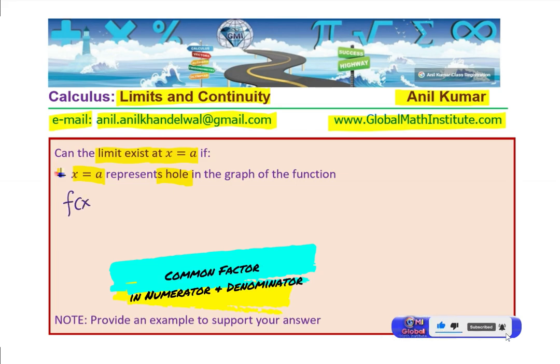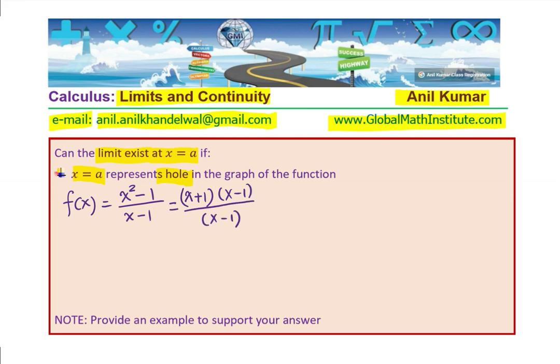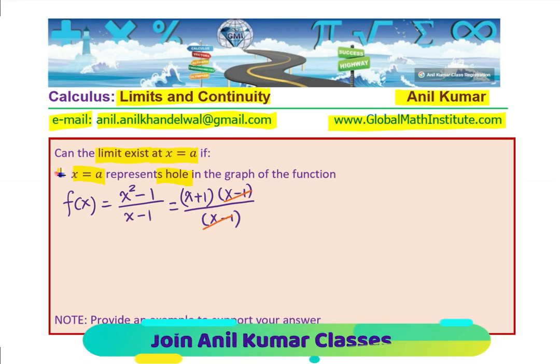Consider a function which has a hole. Hole really means that you will have a common factor in numerator and denominator. So here is a very simple function for you. You could write x squared minus 1 over, let us say, x minus 1. Well, this could be written as x plus 1 times x minus 1, with x minus 1 in the denominator also. So clearly, you can cancel one of these factors, and therefore you can now write this as x plus 1, where x is not equal to 1.